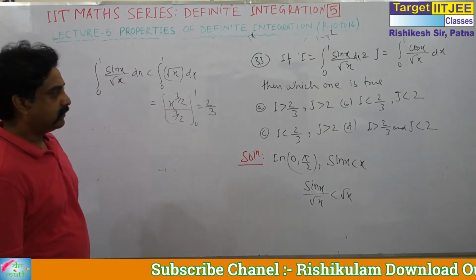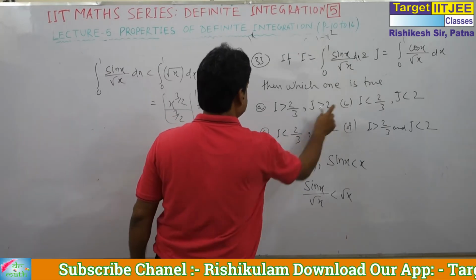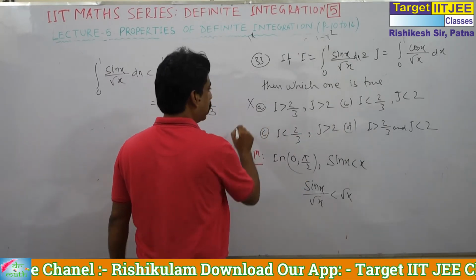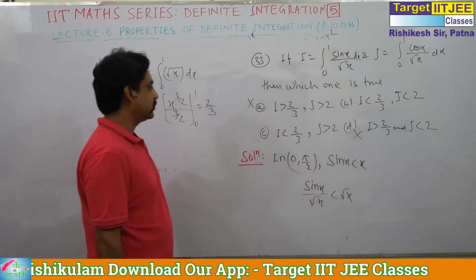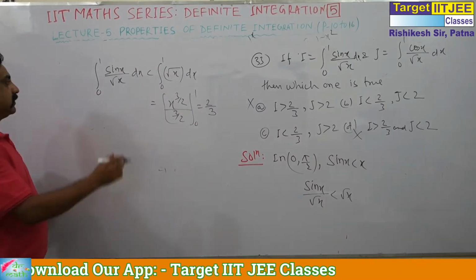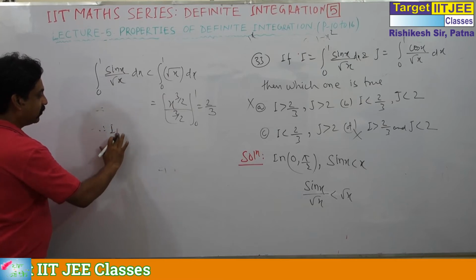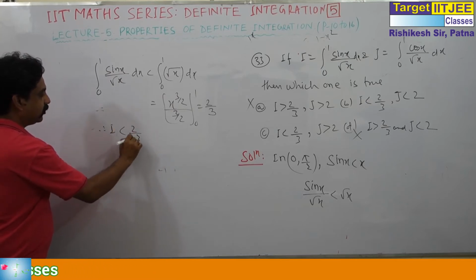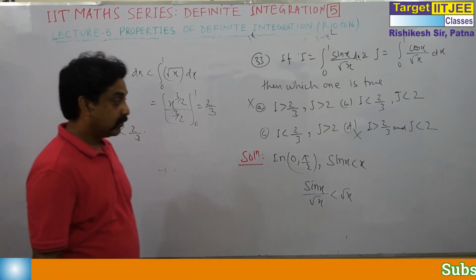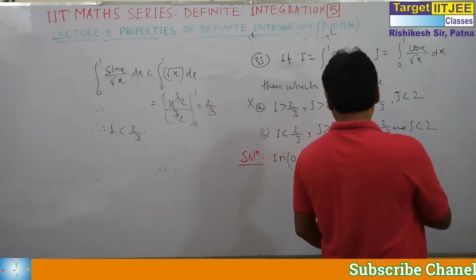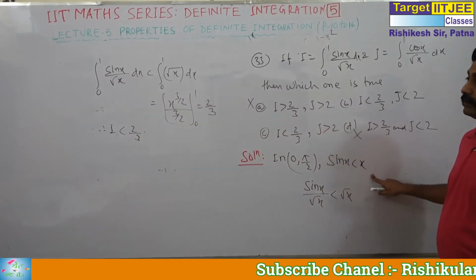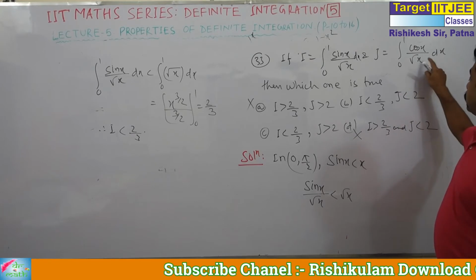So 2/3 means either B or C. A is ruled out and D is ruled out. This is I1, therefore I is less than 2/3. So where does the answer lie? This is the point. Now come to the second one.